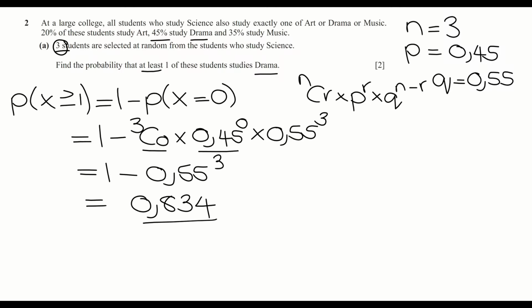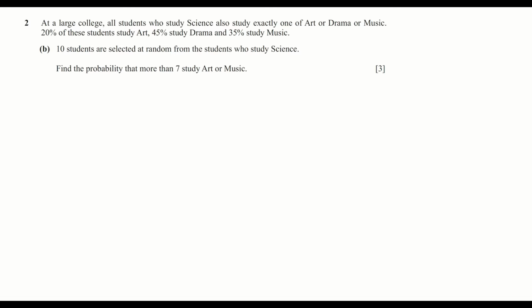And now we can move on to part B. Part B says 10 students are selected at random from the students who study science. Find the probability that more than 7 study art or music. Now, we don't need to worry about students studying science. All of the students we are considering study science. The only thing we need to consider here are those that study art or those that study music.